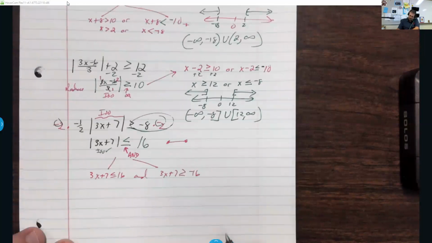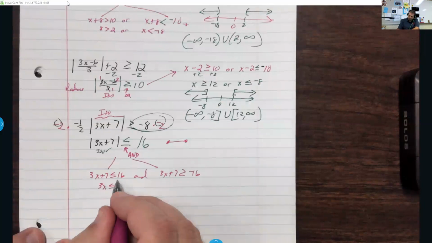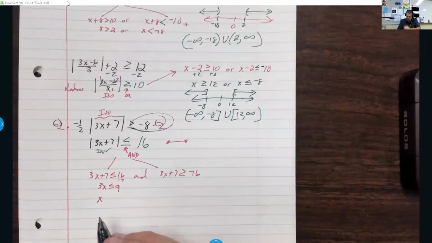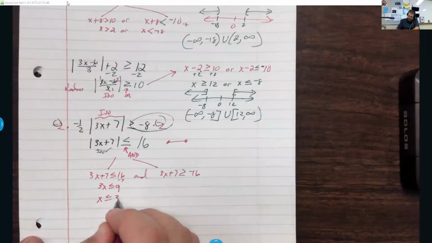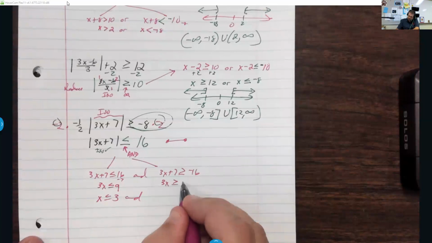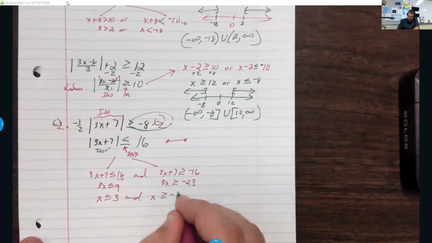All right, so I'm going to subtract the 7, which would be, what, 9. X is going to be less than or equal to 3, and 3x will be greater than or equal to negative 23. X is going to be greater than or equal to negative 23 over 3.